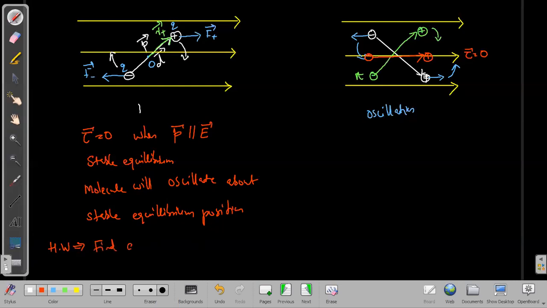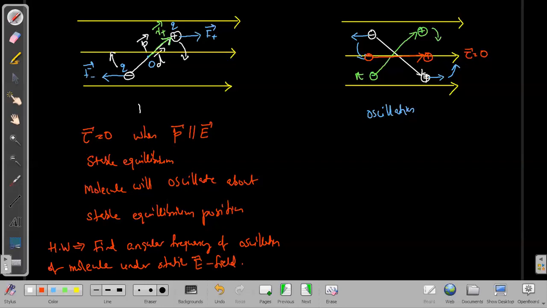Find the angular frequency of oscillation of the molecule under a static electric field. Now here my question is, since it is under oscillation, I have to find the potential energy of the system. Okay. So that is my aim.